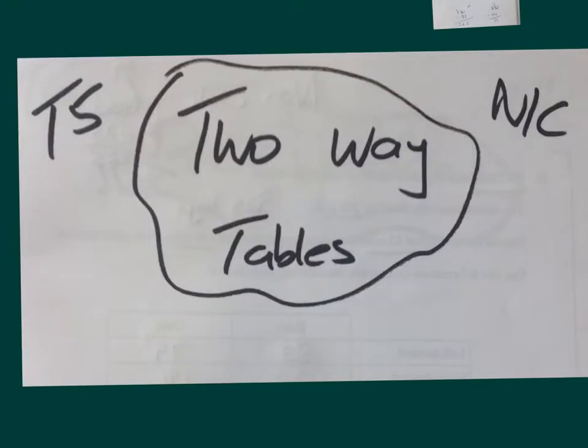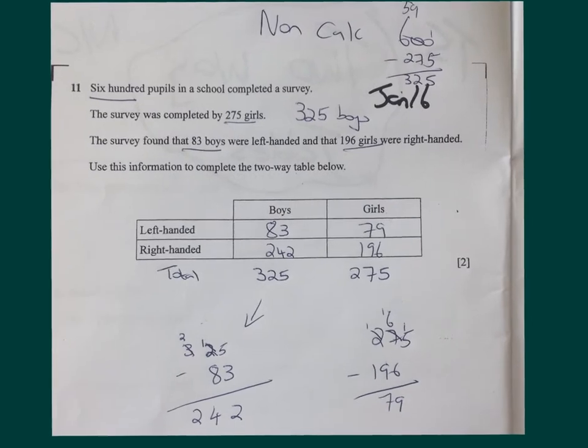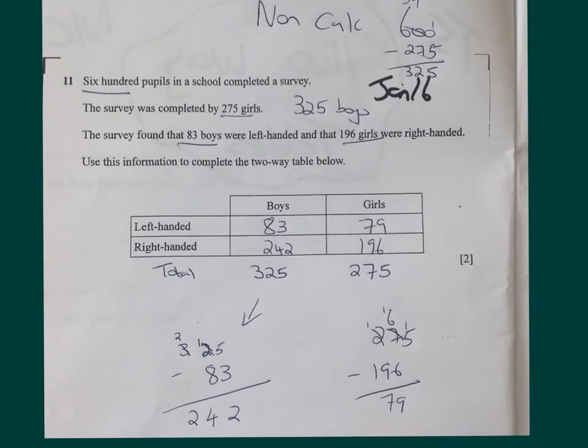Okay, the next page is the two-way table page. I'll just shorten that down and I'll bring the question up now. Again, non-calculator, 600 pupils. It was completed by 275 girls, which means there must have been 325 boys. There's the working for that. The survey found that 83 boys were left-handed and 186 girls were right-handed.